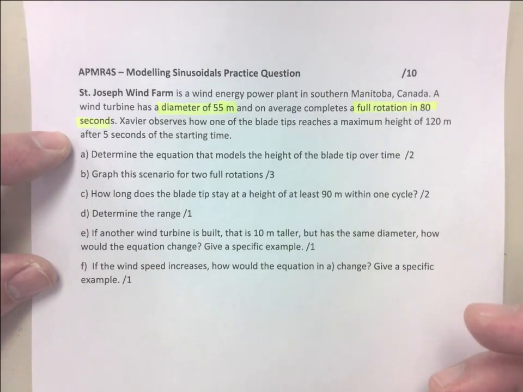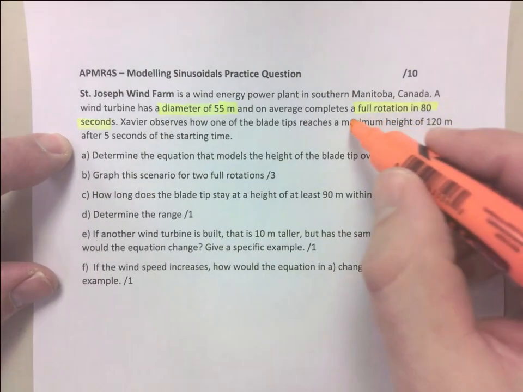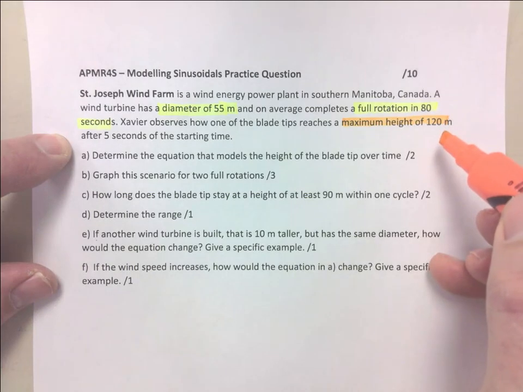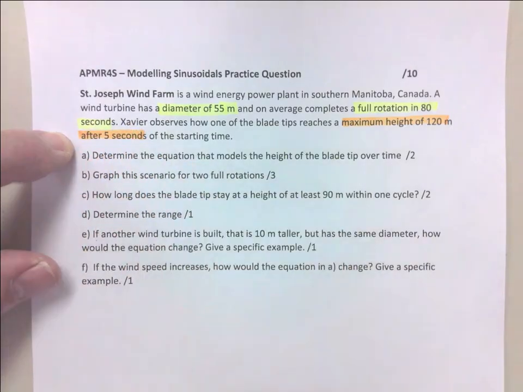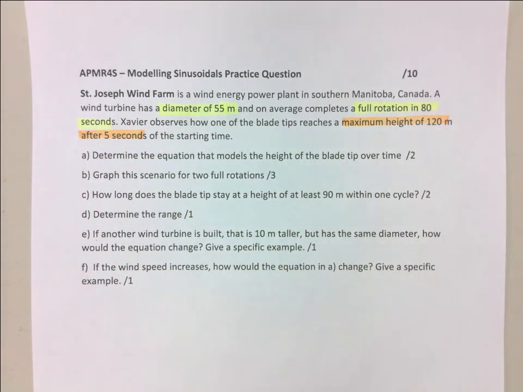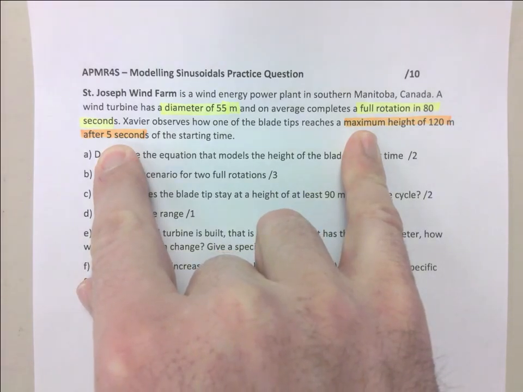Xavier observes how one of the blade tips reaches a maximum height at 120 meters after 5 seconds of the starting time. So that is important. They give us a little hint that right now this picture that we're going to paint will start at the max, okay? And that's 5 seconds after this action started. So technically 0 would be our starting time. But right now in this picture we're going to paint, it's at 5 seconds at a max, where we're going to continue the picture and we're going to find 5 points that follow.